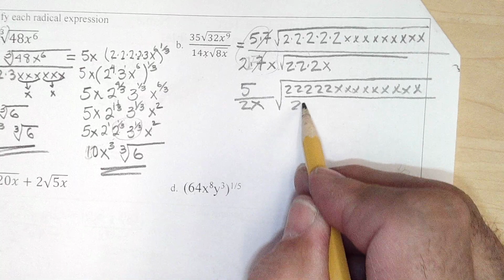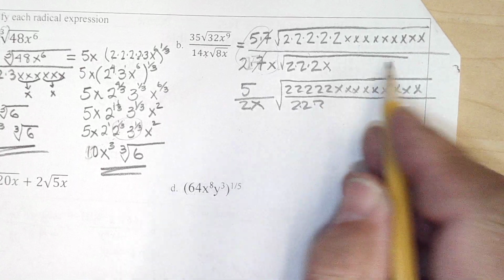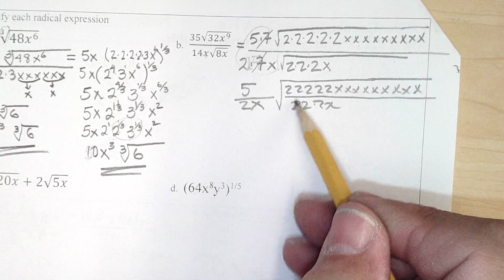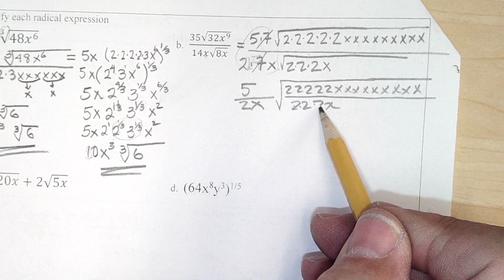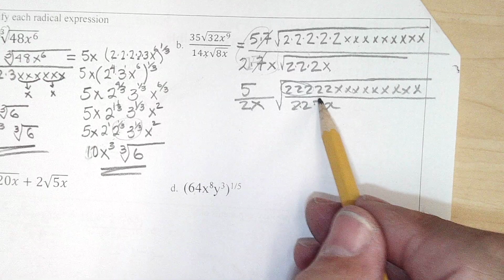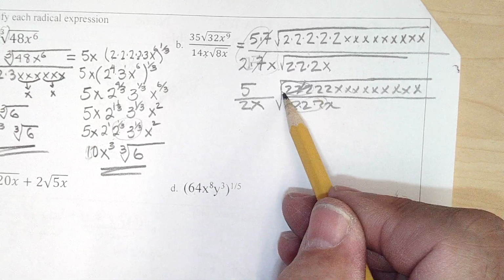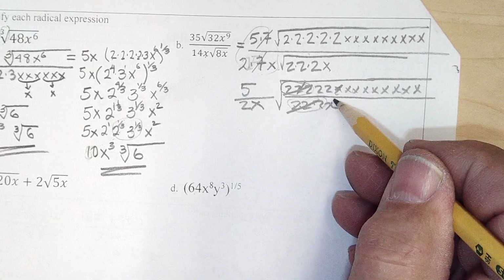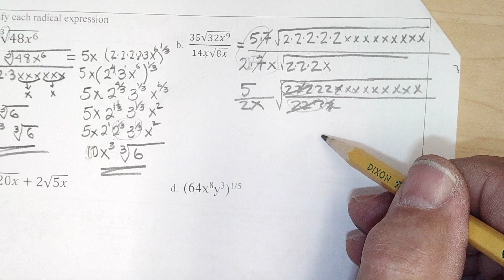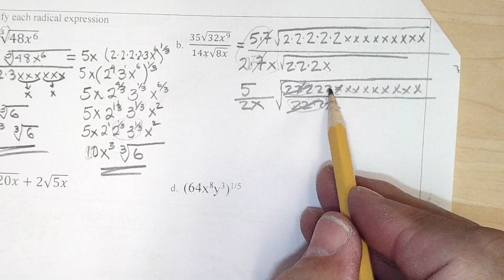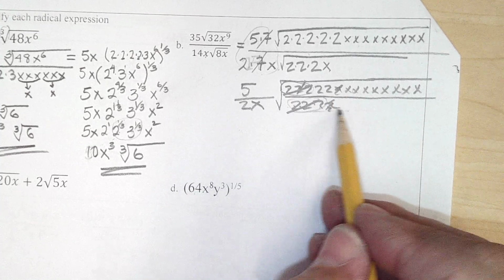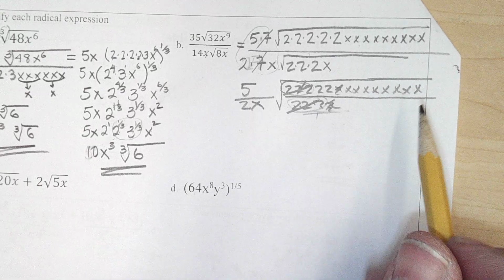Over 2, 2, 2, x. 2 over 2 is 1, 2 over 2 is 1, 2 over 2 is 1, or 8 over 8 is 1, and an x over an x is 1. So now I've gotten rid of everything in the denominator, so it's got a denominator of 1 now.